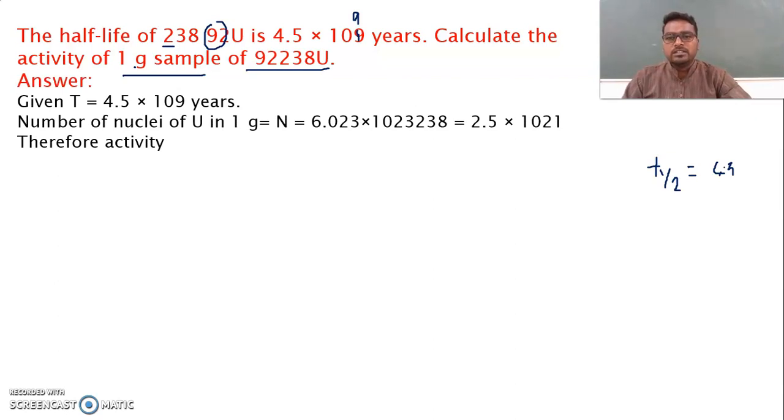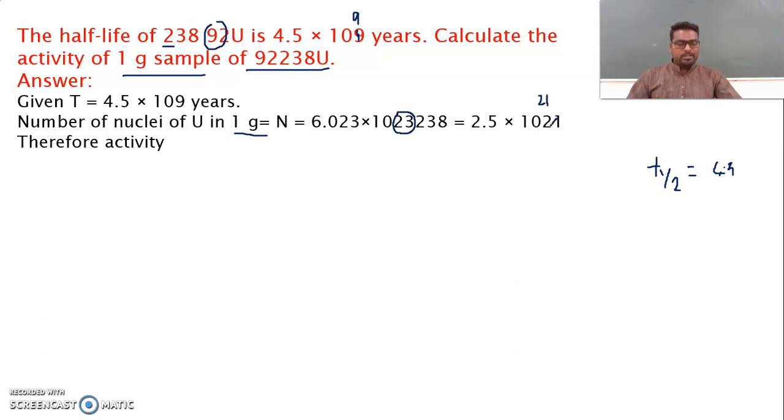So now we have to convert 1 gram into number of atoms, because activity is nothing but the number of atoms undergoing disintegration per second. In order to solve this problem, we have to express grams as numbers. So 1 gram is N, the amount of uranium at that particular time, N equals 6.023 times 10 to the power of 23 divided by 238, which is 2.5 times 10 to the power of 21.